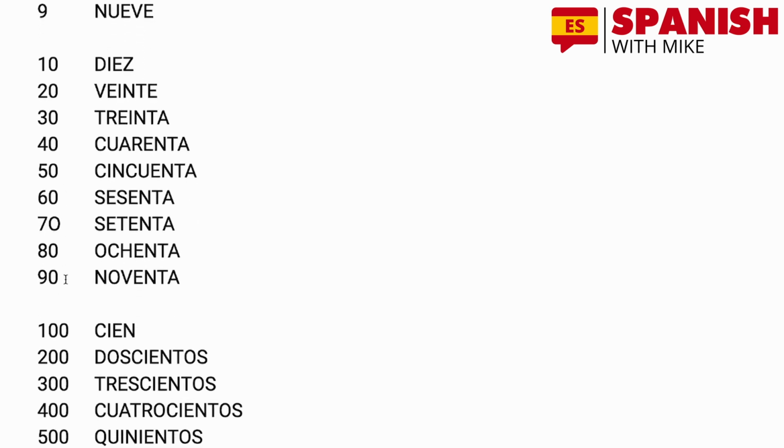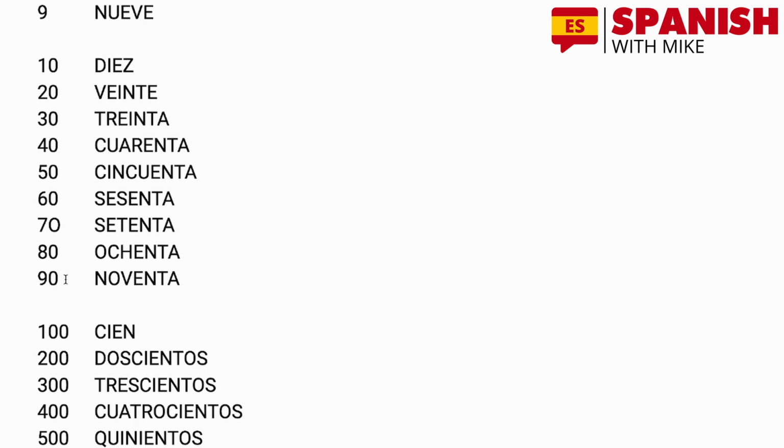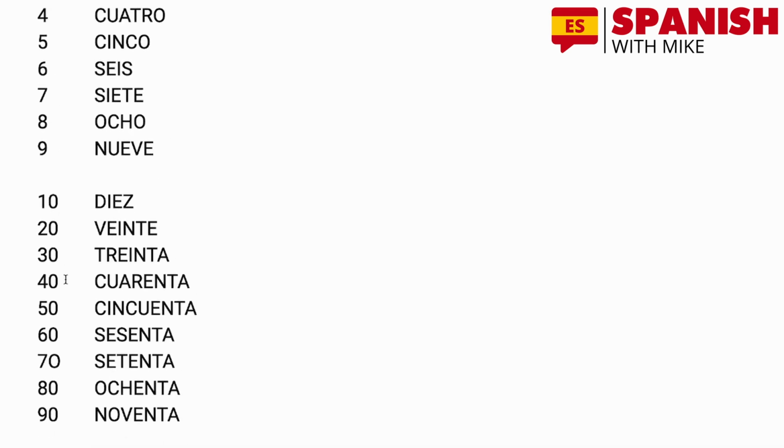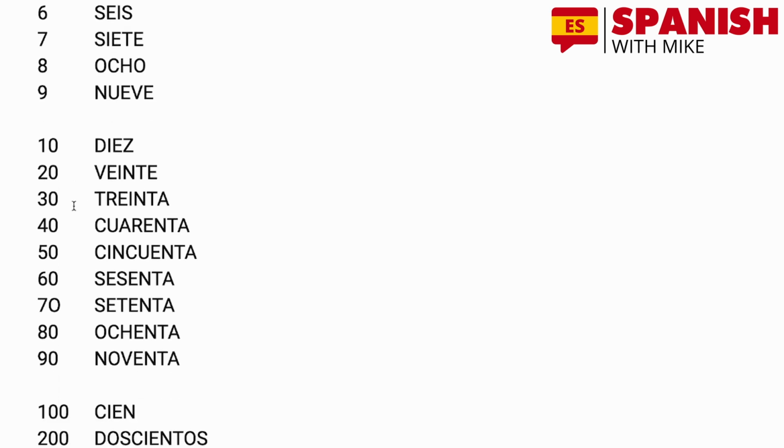And then we start moving in tens. So we have 10, 20, 30, 40, 50, 60, 70, 80, 90. We're going to skip 11, 12, 13, 14 in the moment. We are just going to focus on the tens. So for 10, we have diez. For 20, we have veinte.